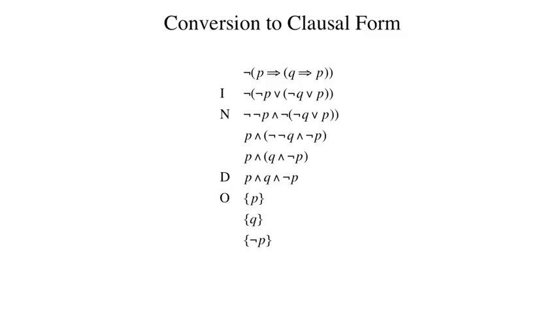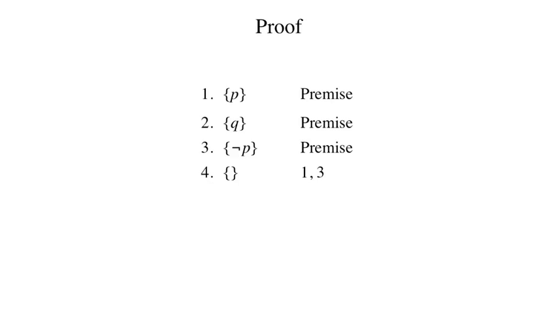We first eliminate the implication operators. We push the negations to the inside over several steps. We distribute. And finally, we convert the clauses, ending up with three different clauses, P, Q, and not P. Finally, we take those clauses and produce a resolution derivation of the empty clause. In this case, it takes just one step.